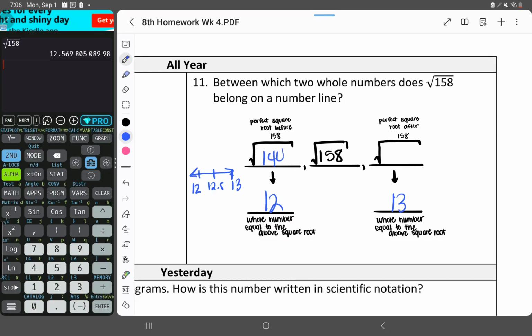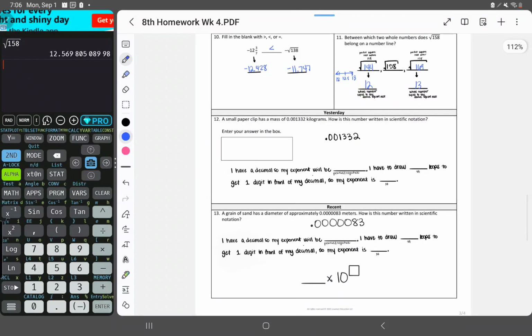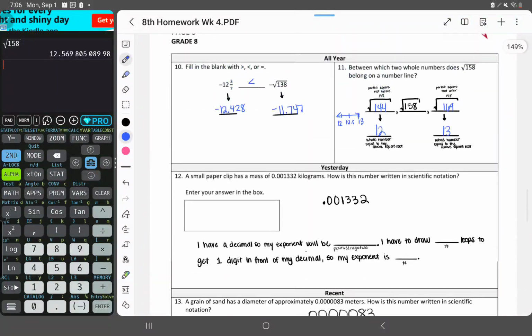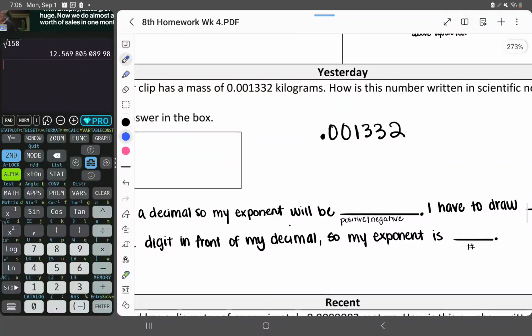That would be 144 and 169. This one wants to know what this number is written in scientific notation. So right now we have a decimal, so the exponent is going to be positive or negative? The exponent is going to be negative.